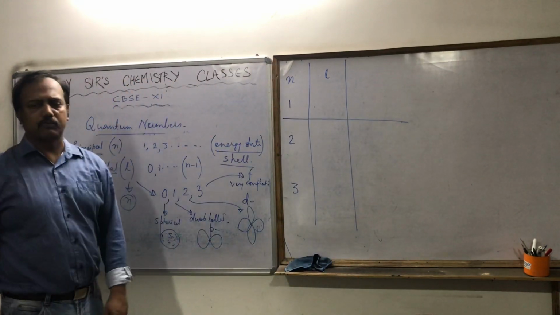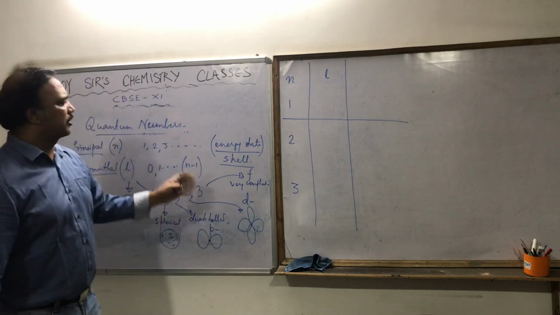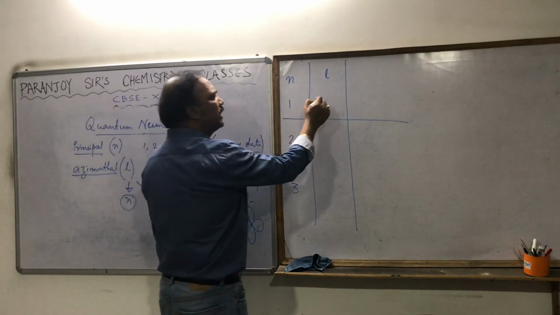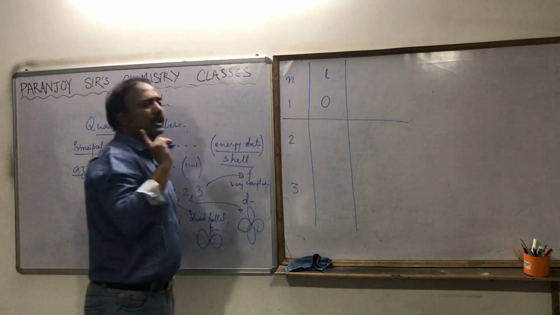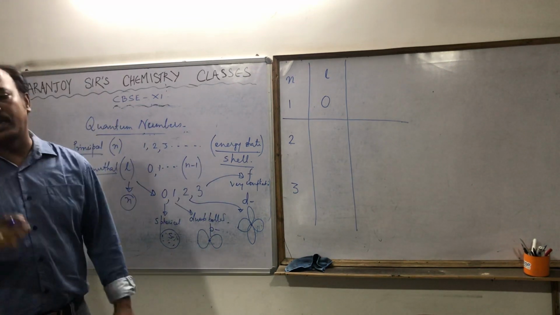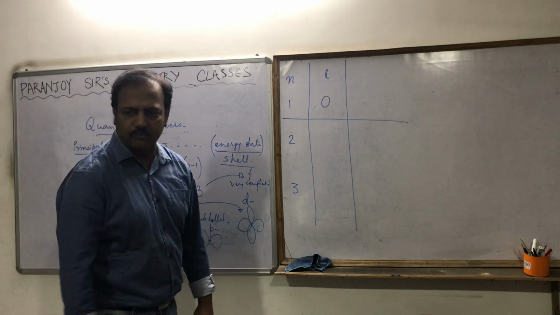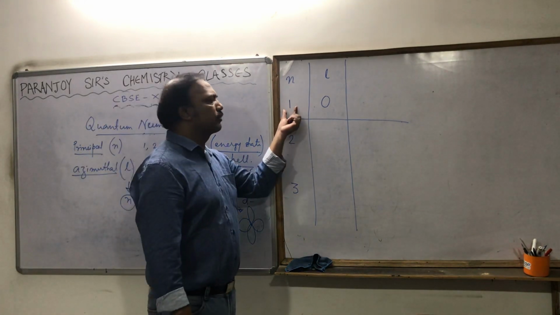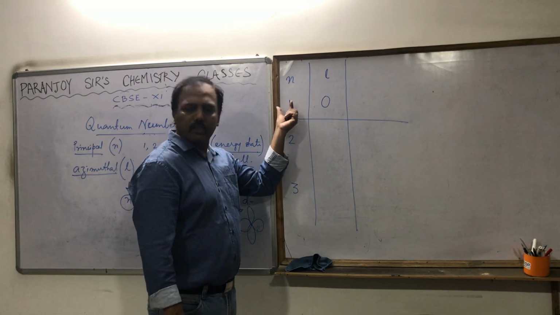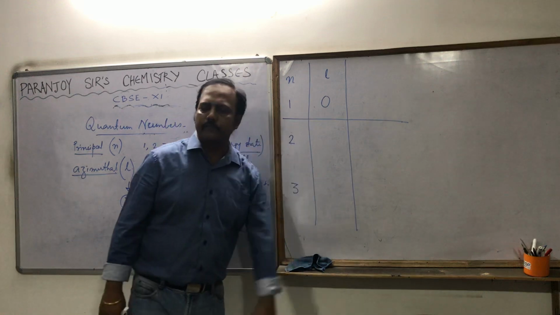Now for n equal to 1, what are the possible values of L? The possible value of L is only 0. Did you understand that? 0 means why 0? Because it starts from 0 and ends at n minus 1. So first you find out what is n minus 1. n minus 1 is nothing but 1 minus 1, that is 0. So it starts from 0 and ends at 0, that means the value is 0 only.